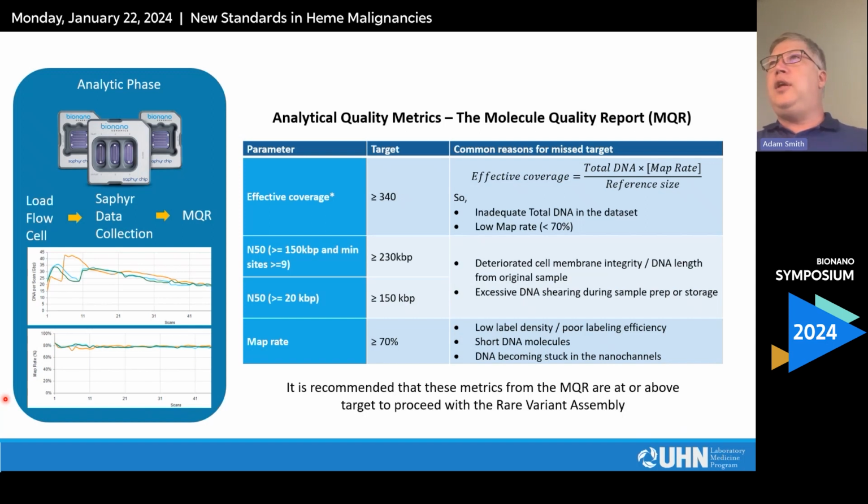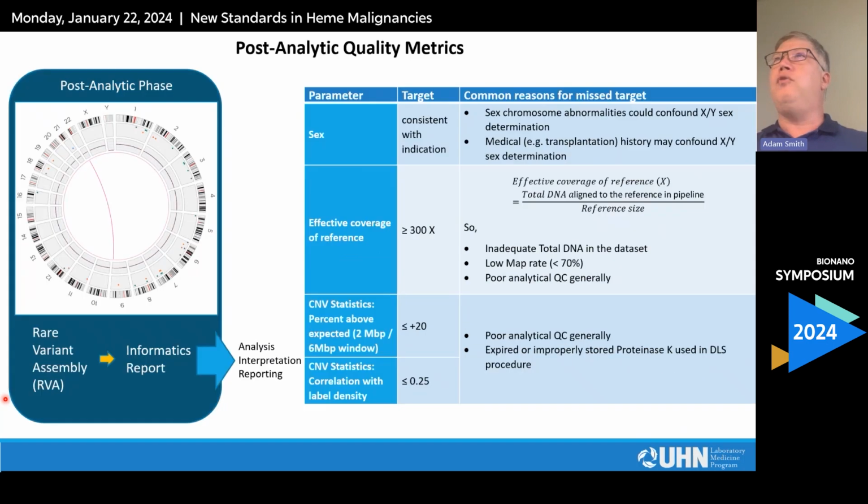So we use the molecule quality report, which is in the analytical phase. So after data collection from the flow cell, we look at the targets from the molecule quality report to assess whether or not we feel the data is good enough quality to move on. Then from the post-analytics side, once the assembly, usually in this case for hematologic malignancies, it would be the rare variant assembly, once that's been performed, then we're looking at these post-analytic quality metrics.